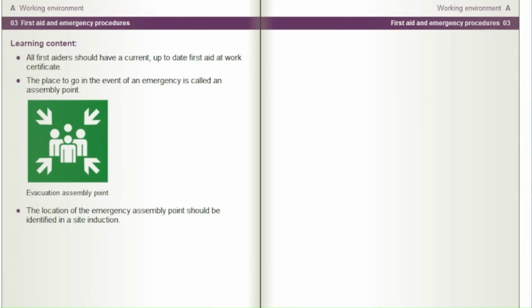All first aiders should have a current, up-to-date First Aid at Work certificate. The place to go in the event of an emergency is called an assembly point. The location of the emergency assembly point should be identified in a site induction.